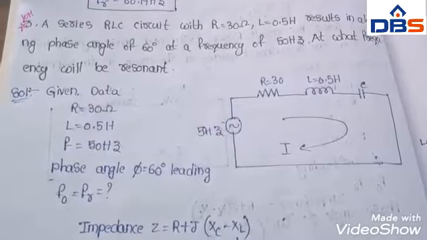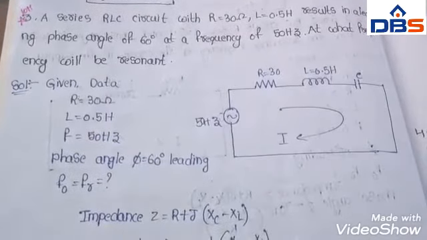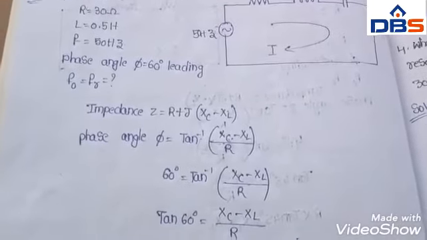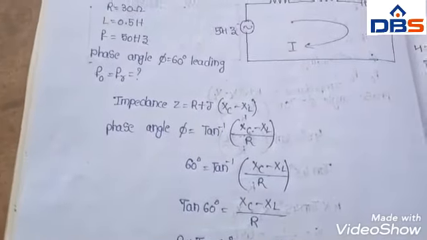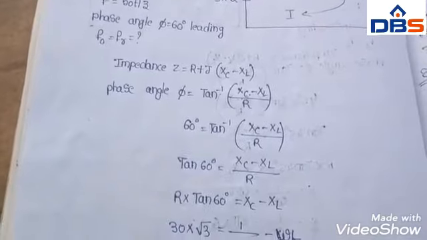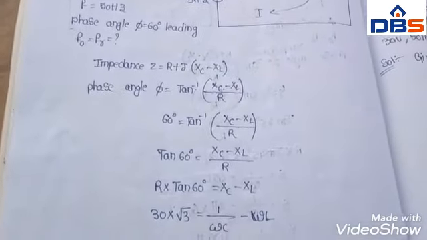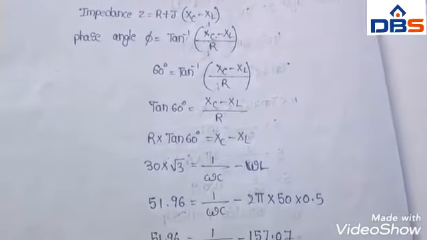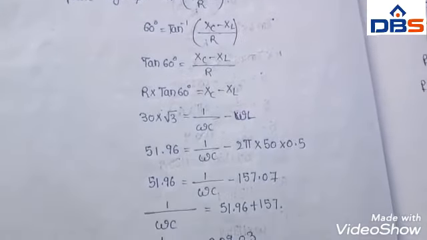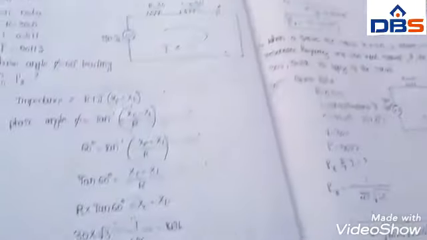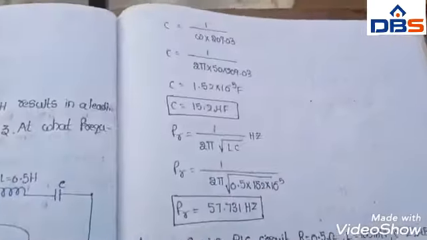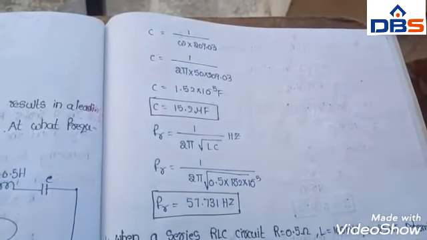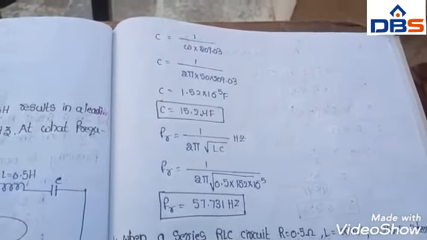So as usual, impedance Z is equal to R plus j(XL minus XC), and the phase angle is tan inverse of imaginary part by real part. Here 60 degrees is the phase leading, so tan inverse of (XC minus XL) by R. From this we calculate the C value. The C value is equal to 15.2 microfarad, and substituting all the values, that is the L value and C value, the resonant frequency is 57.73 Hz.